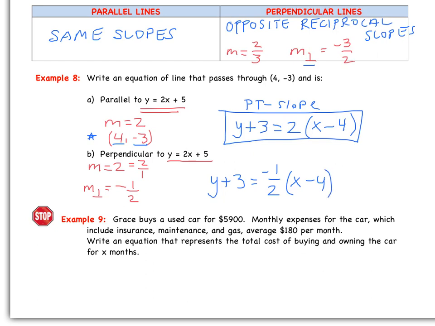All right, finally, I want you to try this one on your own. Grace buys a used car for $5,900. Monthly expenses for the car, which include insurance, maintenance, and gas, average $180 per month. Write an equation that represents the total cost of buying and owning the car for x months.